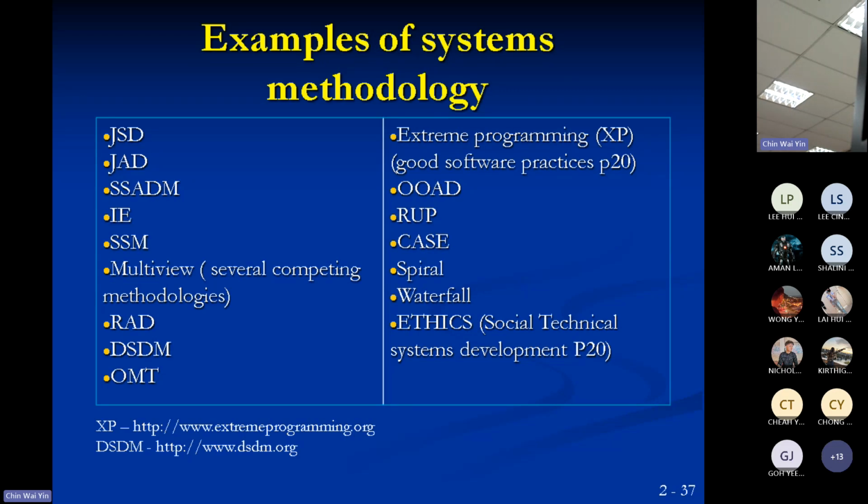And of course, the methodology that we want to study, SDLC, that we are going to look at later, is also one methodology, one system development methodology. Do you see SDLC in the list?